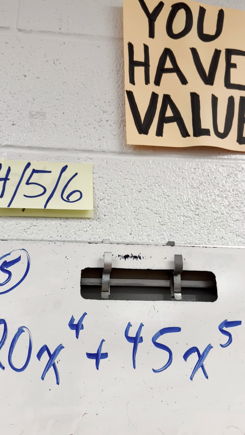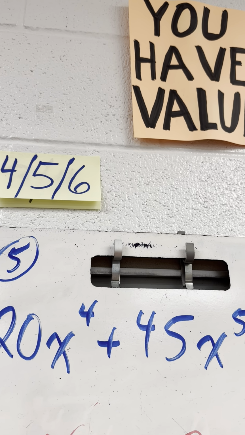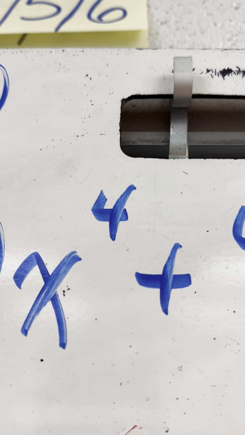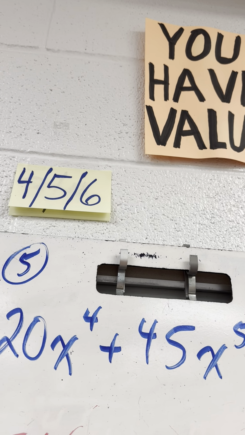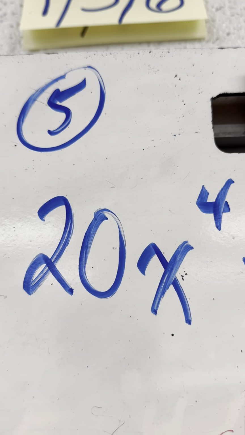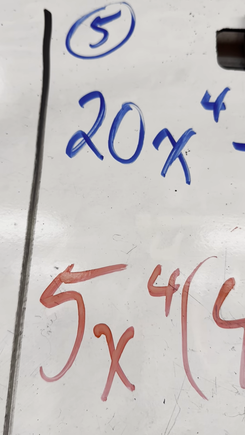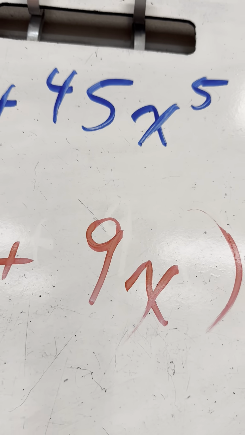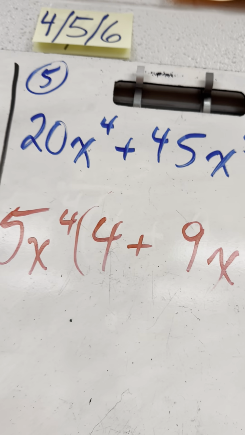20x to the fourth plus 45x to the fifth. What number is common? 5. 5 goes into 20 and 45. How many x's are common? It's always going to be the lower exponent. Here's x to the fourth, x to the fifth. So there's 4 x's that are common, if that makes sense. So 5x to the fourth. What's left if you take out 5x to the fourth from 20x to the fourth? Well, 4, right? Because 5 times 4 is 20. So if you take out 5 from 45, you're left with 9, right? Because 5 times 9 is 45. We took out 4 x's, so there's 1 x left. There you go.